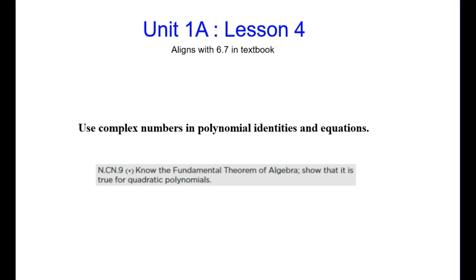Also, be able to complete the examples where if I give you a polynomial, you can identify how many complex roots there could be.